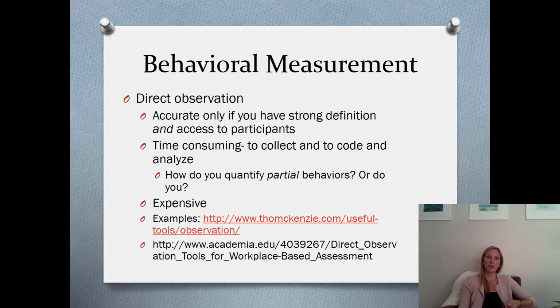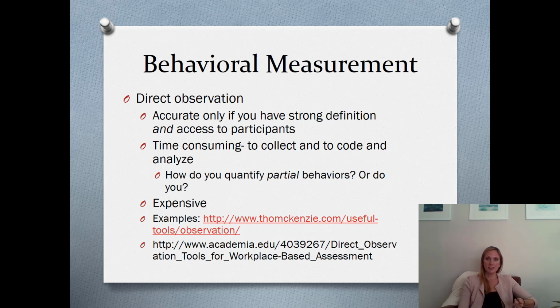Another issue that comes up in direct observation is how do you quantify partial behaviors, or do you? So going back to the example we talked about in the first part of the lecture, the condom use, what if you were able to get some sort of observational data of people using condoms, and you determined that they used condoms in about half of their encounters, or they would use condoms in all of their encounters but then use them improperly or take them off. How do you decide how to code that data?